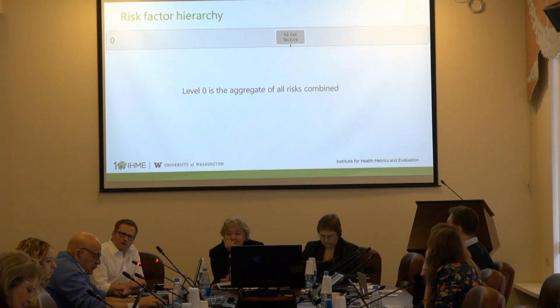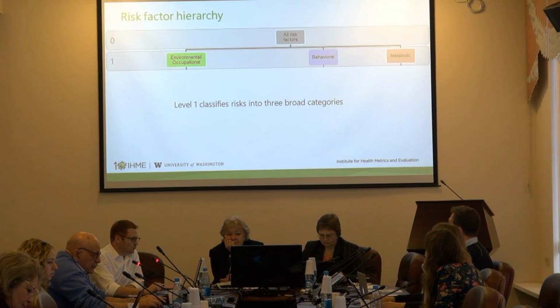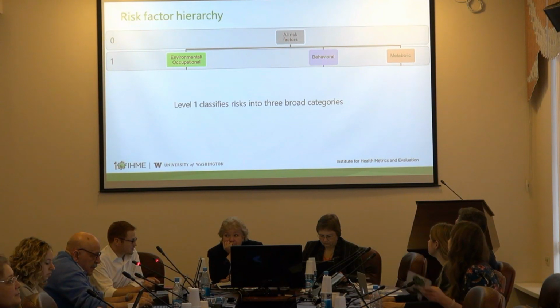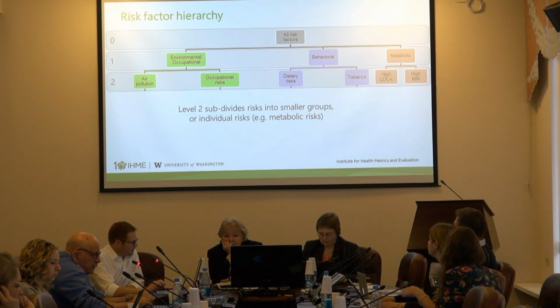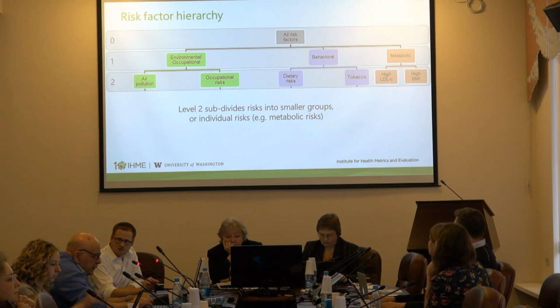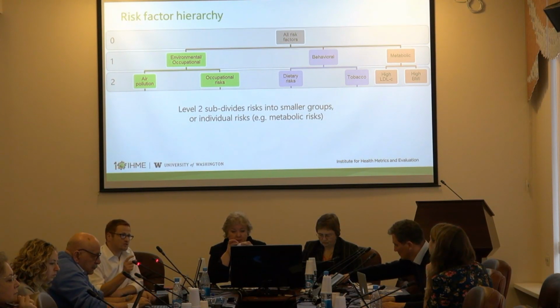So we break our risk factors up into a hierarchy similar to our causes. Level 0, which we don't often talk about, but it exists, is the aggregate of all risks combined. Level 1 is 3 broad categories: environmental and occupational risks, behavioral risks, and metabolic risks. Level 2 subdivides those risks into smaller risks, and in some cases there are individual, most detailed risks at level 2. These are not all of the level 2 risks, but I'm showing just a few examples.